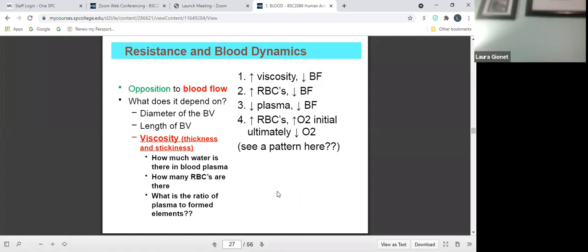So initially, it's working in your favor. You have more red blood cells and you're delivering oxygen. But then you get over the hump and you're like, whoa, now we have too many red blood cells and the blood isn't moving as quickly and flowing as adequately. And now you're delivering less oxygen.